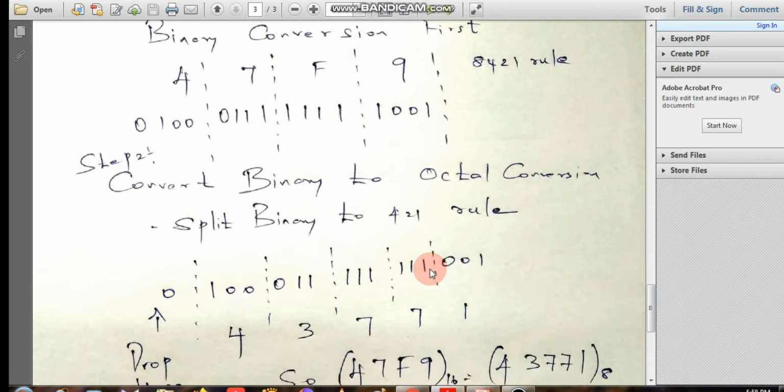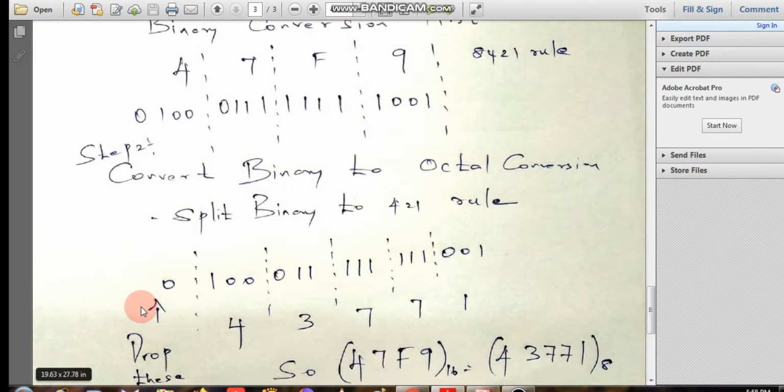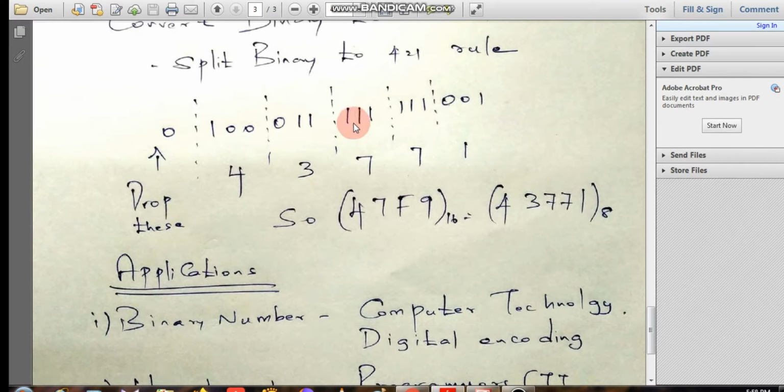Convert the binary to octal. For binary to octal, I am supposed to group 3 binary digits to form a group. So this 100 is one group, 111 another group, 111 another group, 110 another group, and 001 another group. This 0 is dropped, it is not taken into account. So for these 5 groups, I am going to write the corresponding octal number: 4 3 7 7 1. So for the given hexadecimal representation, the corresponding octal representation is 43771 to the base 8.